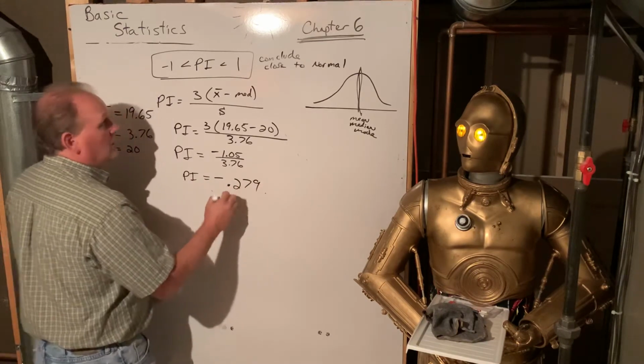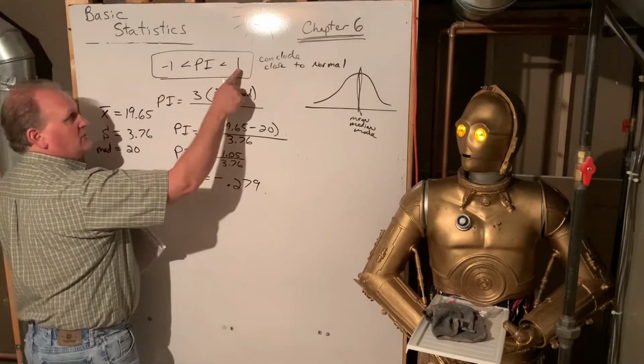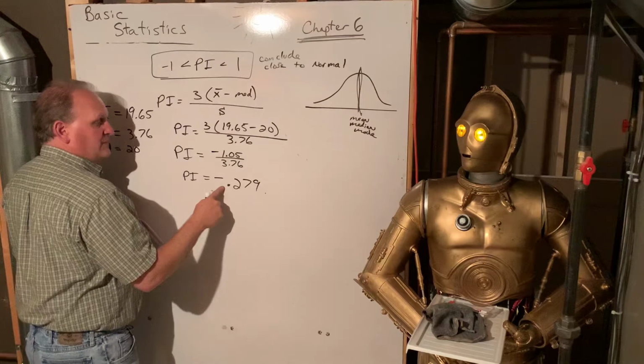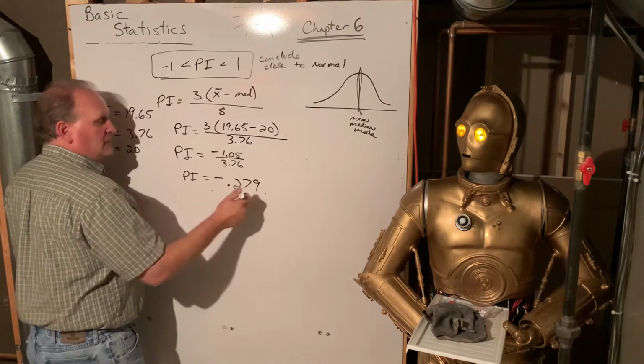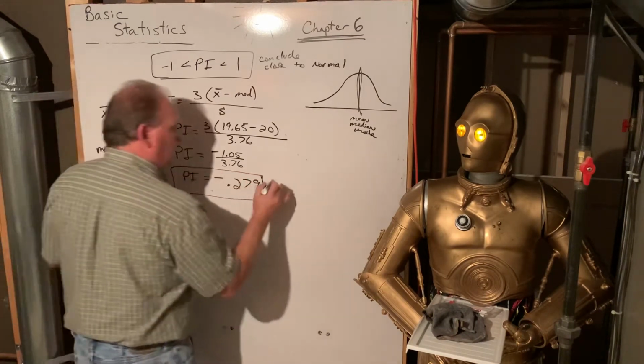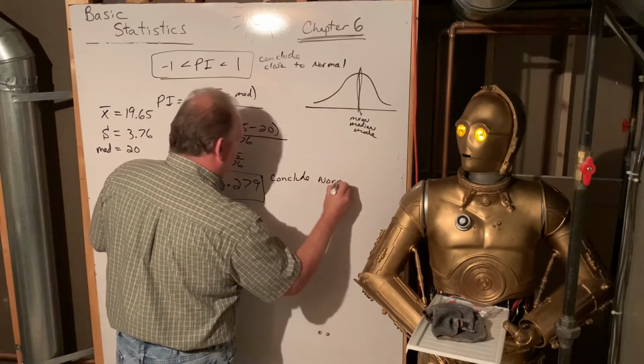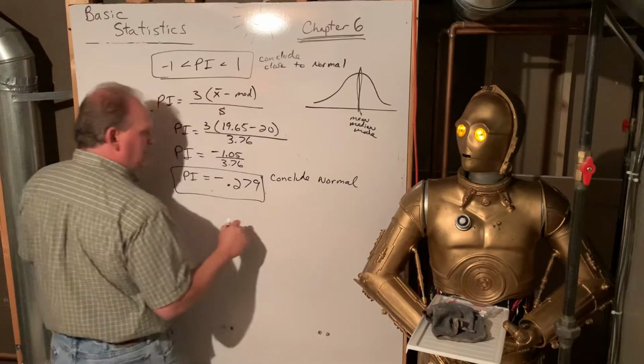And our Pearson index works out to be -0.279. So that does fall between -1 and 1, and so we would consider this normal. We would conclude normal. It's probably a little bit skewed.